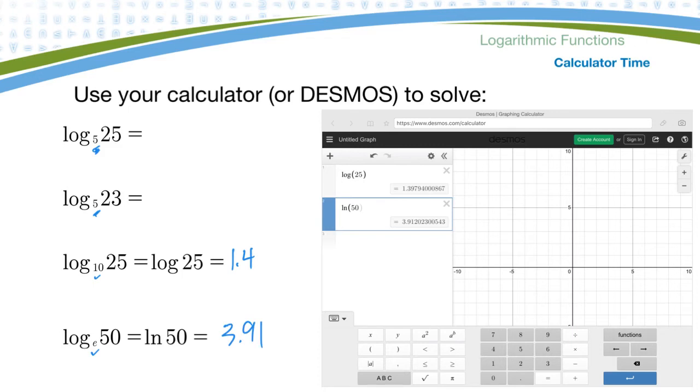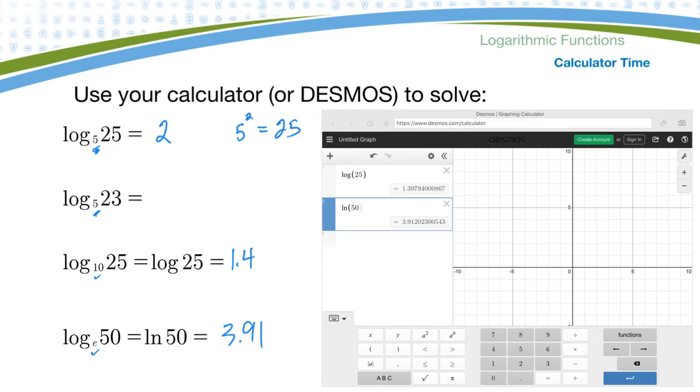Now log base 5 of 25. Maybe I don't have to do that on my calculator, because what that's saying is, to what exponent must 5 be raised in order to get 25? So you could just sort of think that through. To what exponent is 5 raised to get 25? Well, the answer is 2, right? Because 5 squared is equal to 25. So that answer would just be 2.